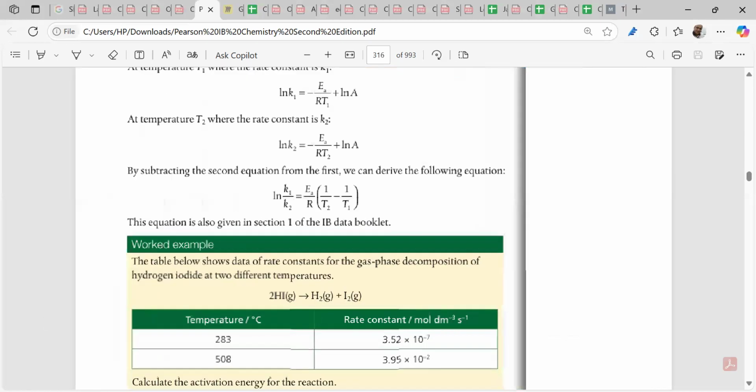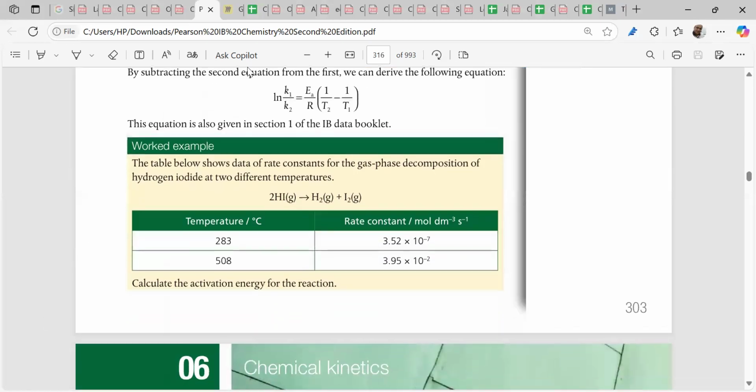How do we do it? We take this equation. Can you see this? We're taking this equation over here, which will be given in the data booklet also. So simple. But one thing I want to caution you: T should be in Kelvin. Many people take degrees centigrade directly and add it. No, it should be in Kelvin.